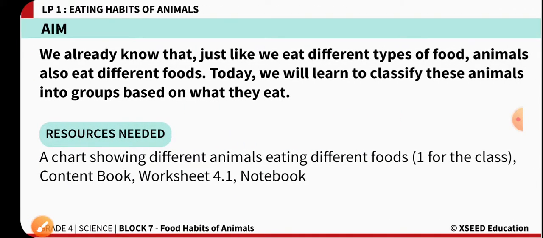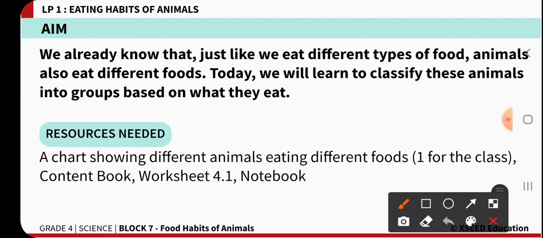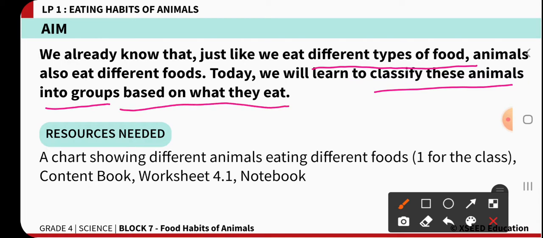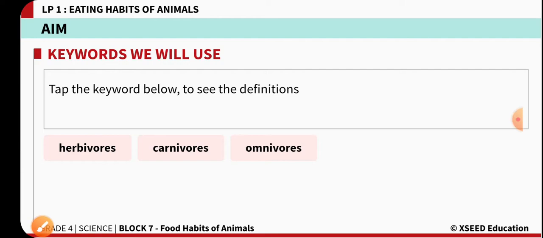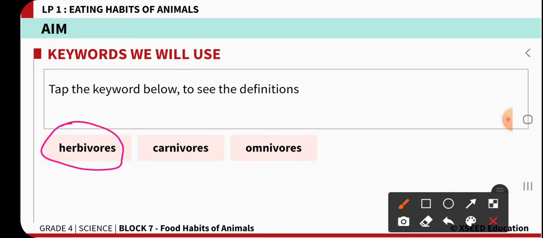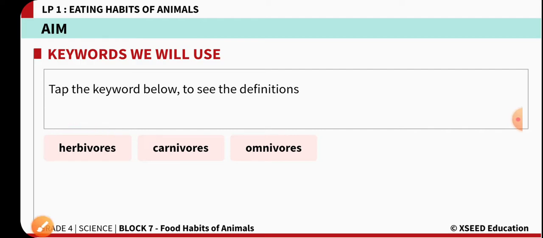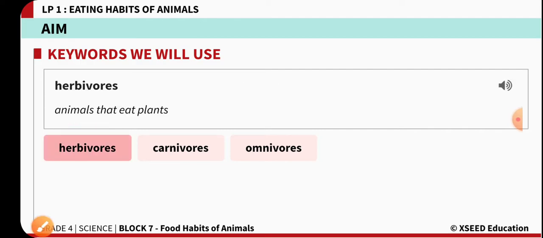The main aim of our class is to classify the animals based on the different types of food habits. We are classifying the animals into different groups based on the food they eat. In today's class, we are going to learn some keywords. The first keyword is herbivores. Herbivores means the animals that eat plants. What are herbivores? Animals which eat plants are called herbivores.